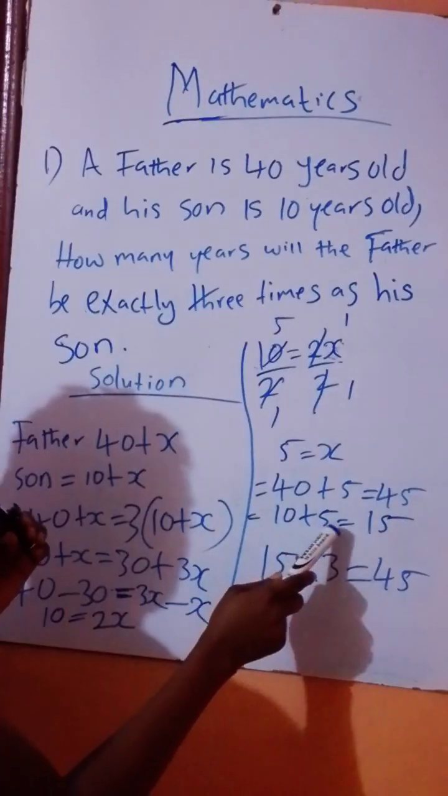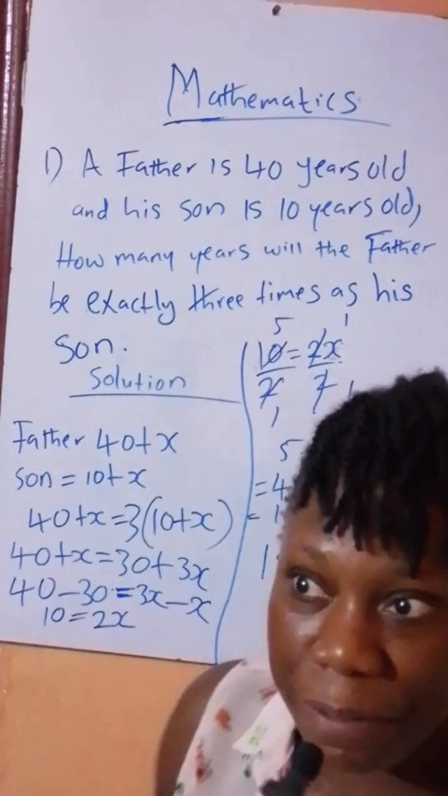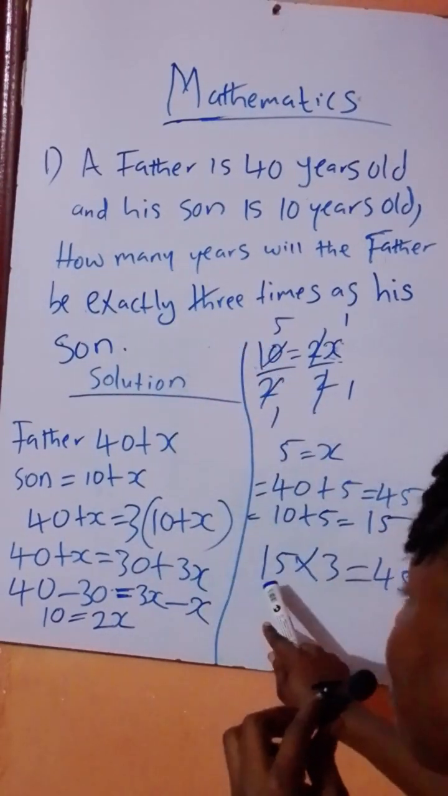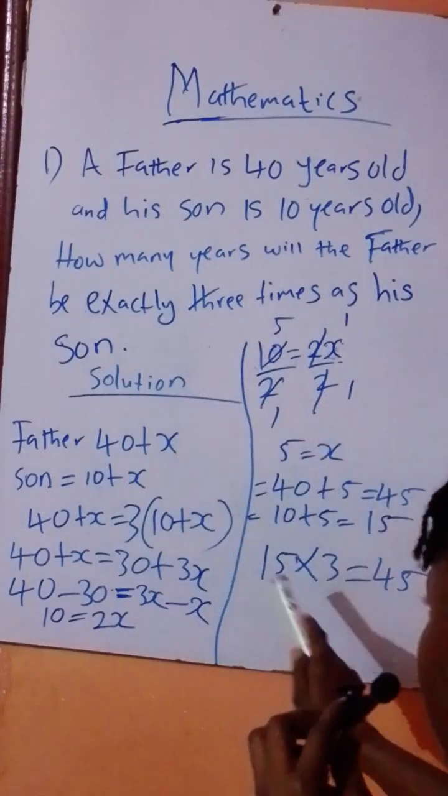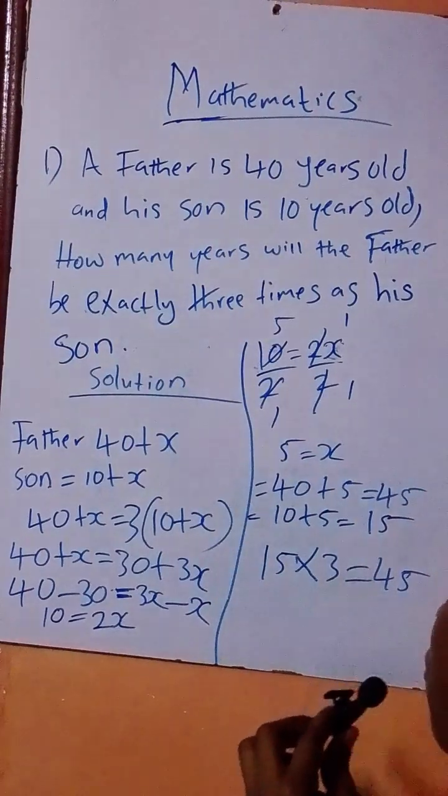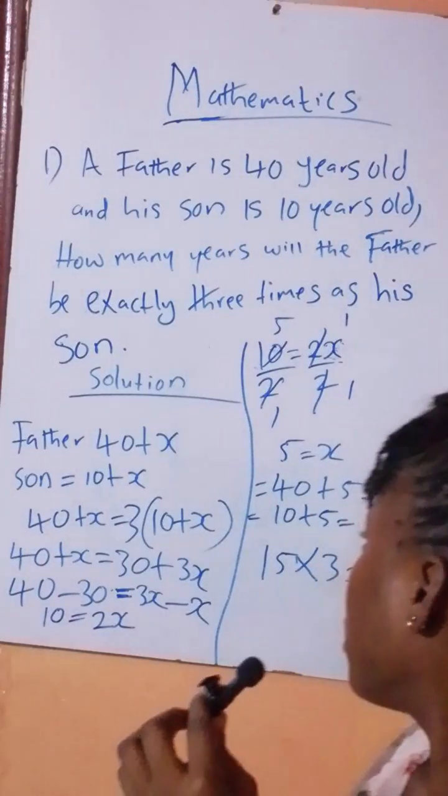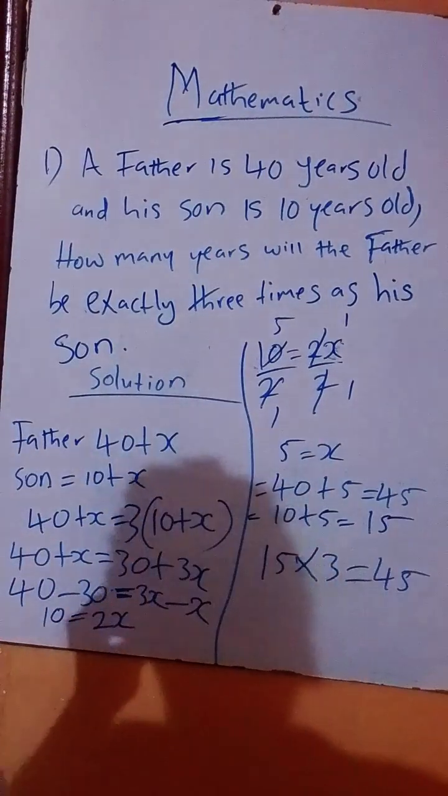10 plus 5 equals to 15. That means his son is 15 times this 3. His son is 15 times this 3. 15 times 3 is 45 years. That means the father is 45 and the son is 15. This is our final answer.